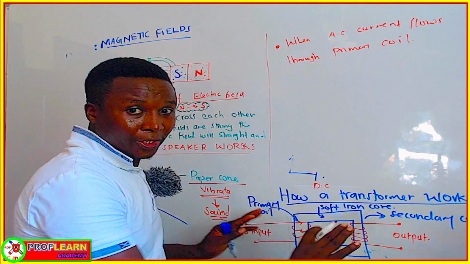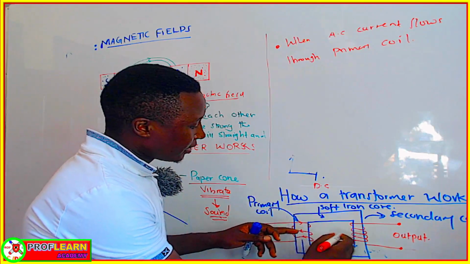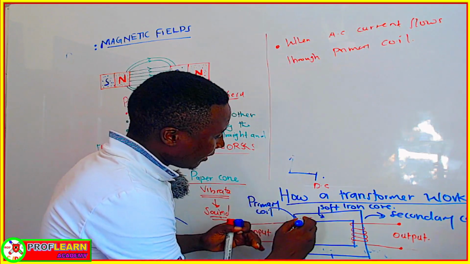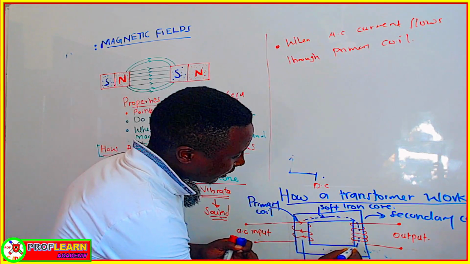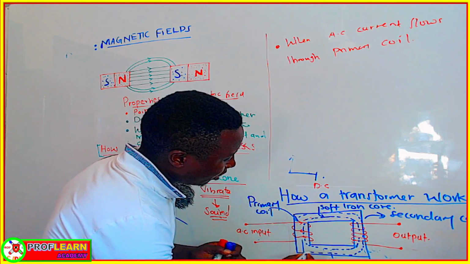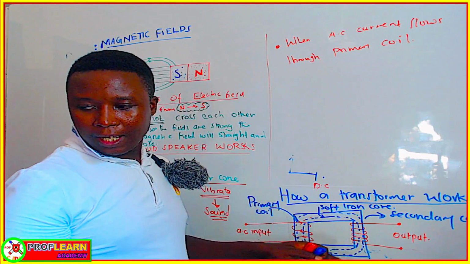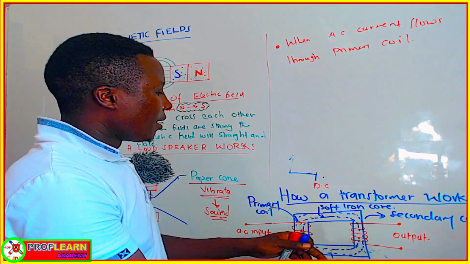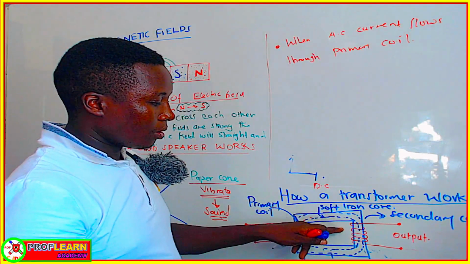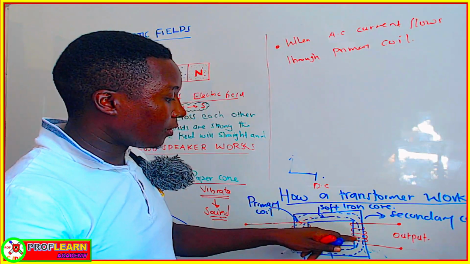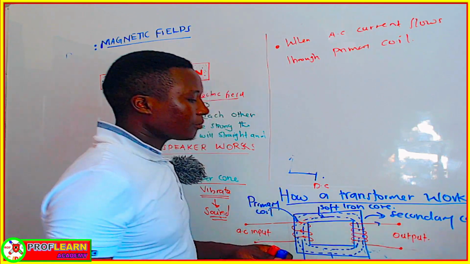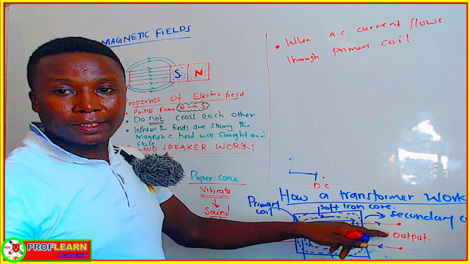Remember, these two coils are not connected in any way, but the fields which are created in the primary coil are going to be linked by the soft iron core. So the moment the fields are created, they're going to be directed by the soft iron core, and they are going to cut across the secondary coil. And when these fields cut across the secondary coil, a voltage is going to be induced in the secondary coil. When a voltage is induced in the secondary coil through electromagnetic induction, then a current is going to flow in this secondary coil.